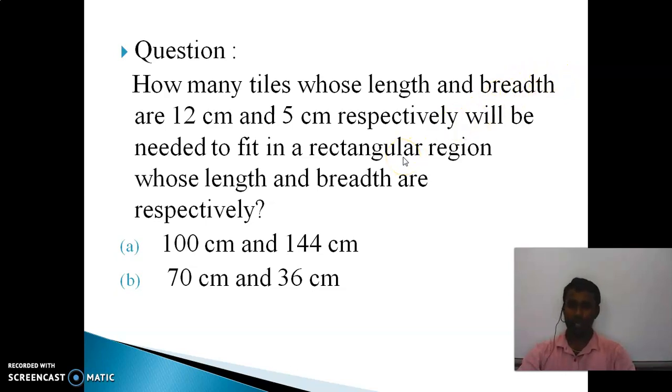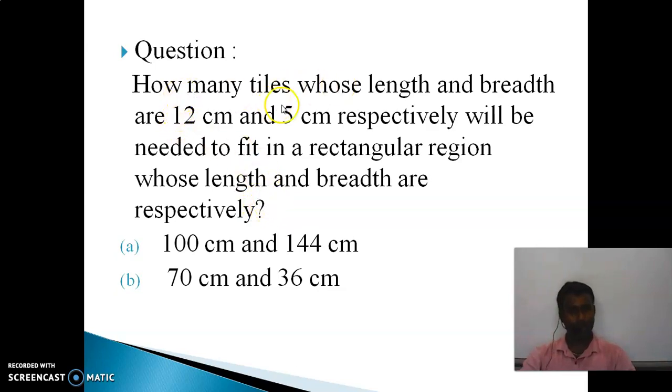Okay, in the next slide, we will see the next problem. How many tiles whose length and breadth are 12 cm and 5 cm respectively will be needed to fit in a rectangular region whose length and breadth are respectively given? Okay, so let's look at the problem.